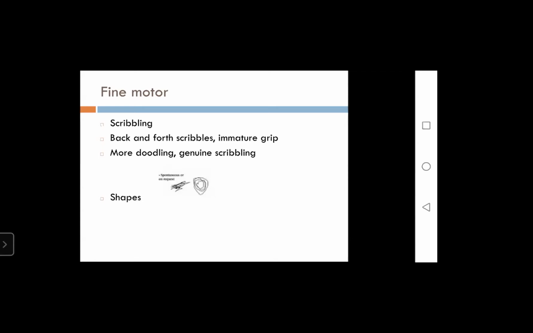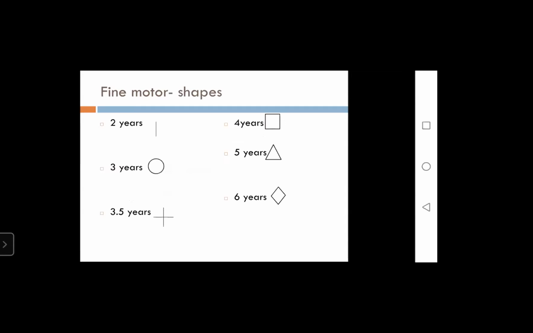After that, then you test them on shapes. So these are the shapes that they should be able to do. So 2 years is a straight line. They'll be able to copy a straight line. 3 years, a circle. About roughly between 3 to 4 years, a cross. 4 years will be a square, right? So 4 sides, 4 years old. That's how you remember. 5 years, a triangle. 6 years will be the diamond, right?